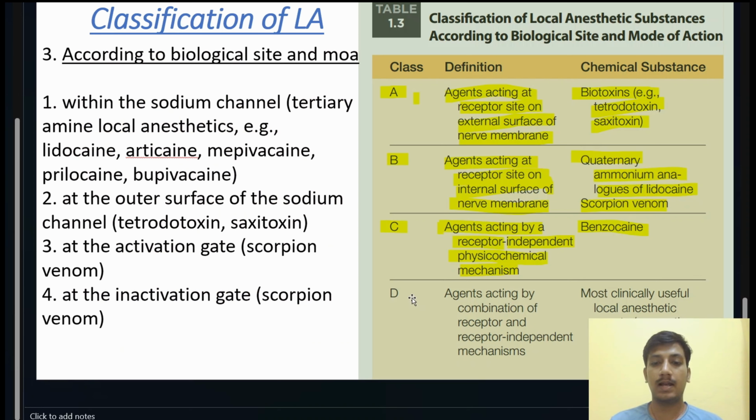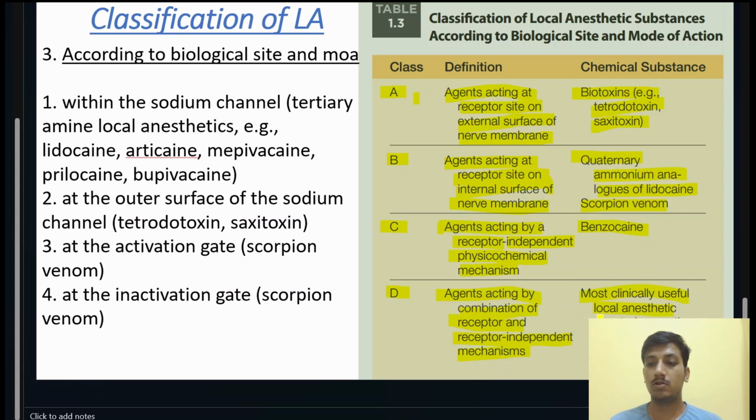Now moving on to class D. Here the local anesthetic agent is the combination of receptor and receptor independent mechanism. Receptor independent mechanism is what? The membrane expansion theory. And agents acting by receptor is what? It is acting at the site on the external surface or the internal surface, mostly external surface. And this is the most clinically useful local anesthetic.